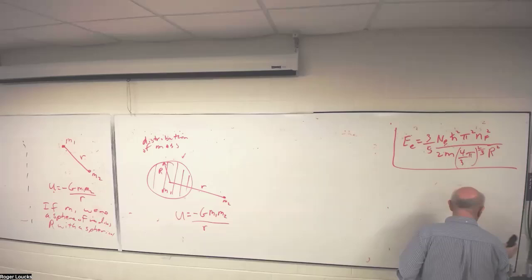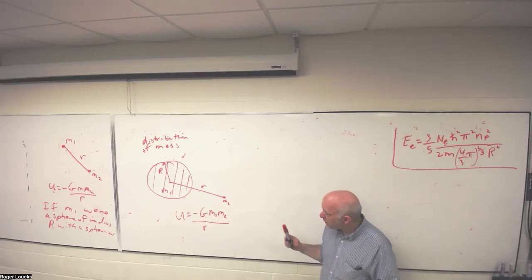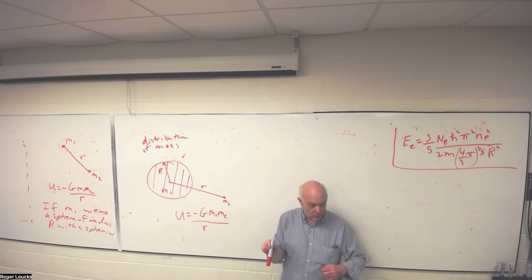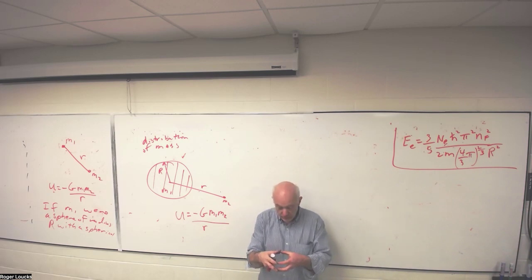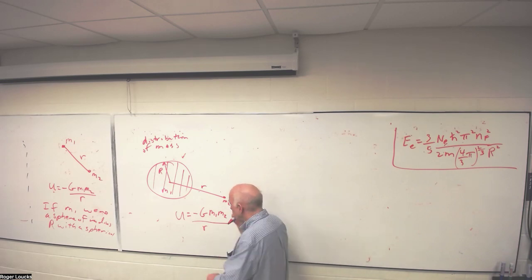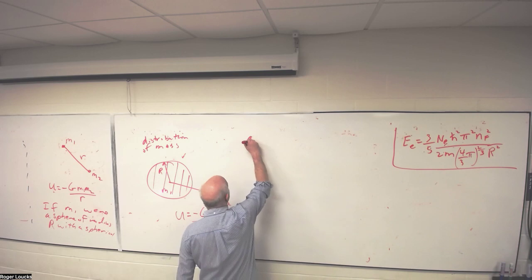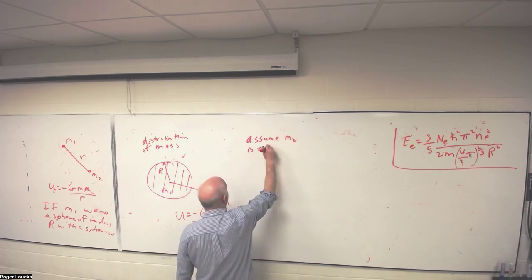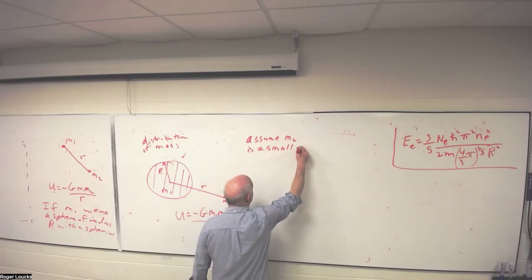Okay, so that said, to calculate the gravitational potential energy of this, I'm going to build up the star by putting a whole bunch of little point masses together. We have some smaller star with a smaller radius, and I keep adding point masses until we get to the whole mass. Then that will be the gravitational potential energy. So assume M2 is a small point mass.